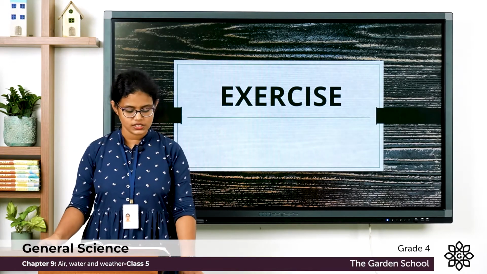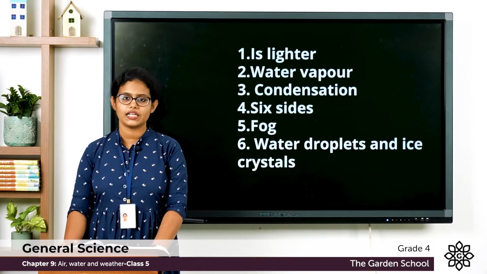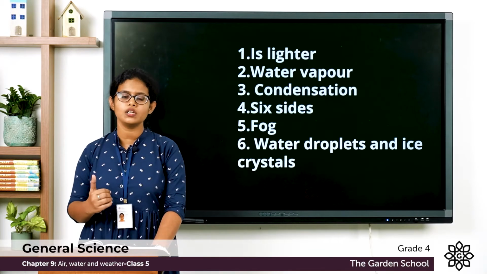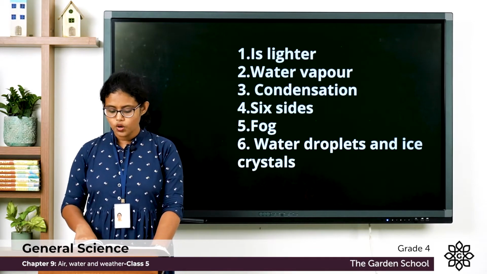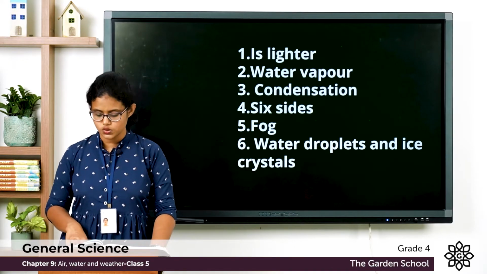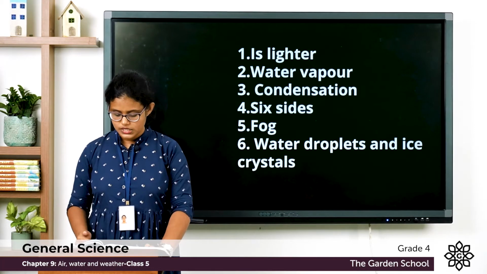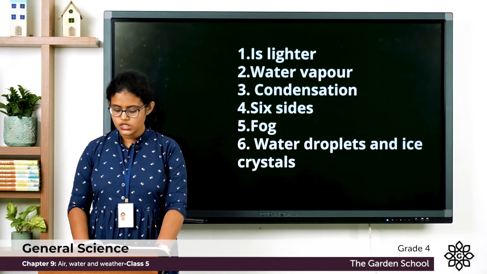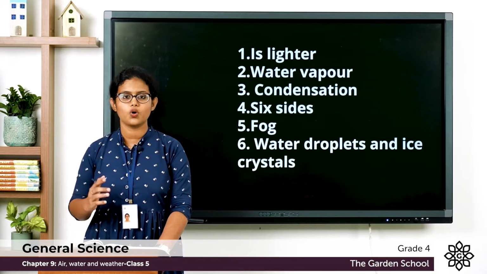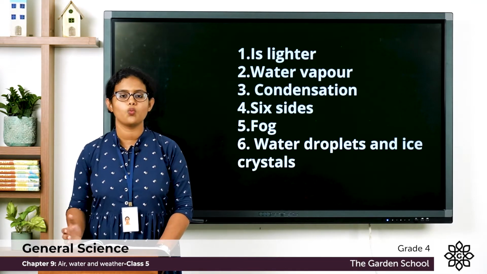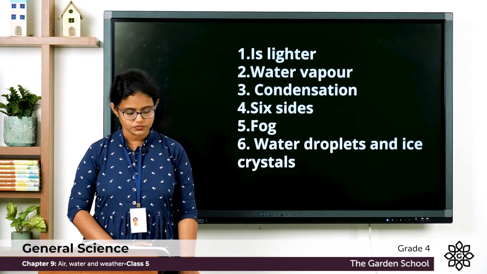So, let's see the answers. What is the answer for the first one? Warm air is lighter. As the air becomes warmer, it becomes lighter. See the second one. When water is heated, it turns into water vapor and we call it evaporation. Third one, dew is formed due to the process of condensation. The water vapor changed to water and that process we call condensation.